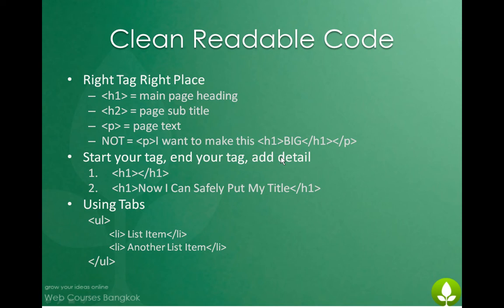So start your tag and end your tag, then add details. I don't know if you're like me, but I'm always making mistakes. So what I do is I start, I end, and then I can safely put in my title. Because if you forget this here, it will break everything. So normally what I do is I do H1, end it, and then I put the middle in. And then we use tabs. So UL, and I can see that this is the start and this is the end. It's very easy to see. And then I tab over here, and I can see the code a lot better.